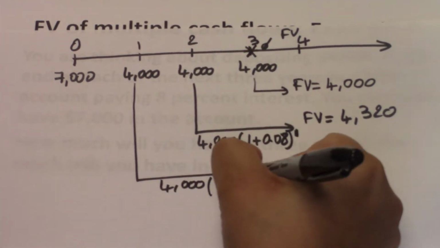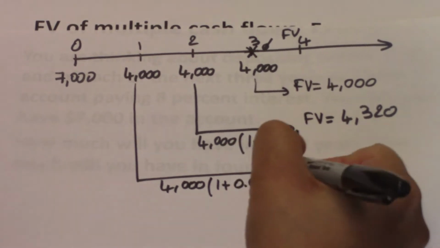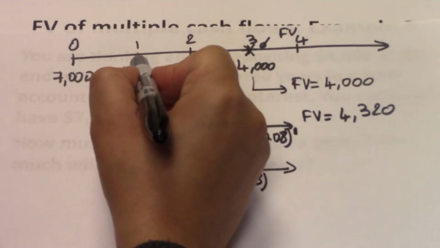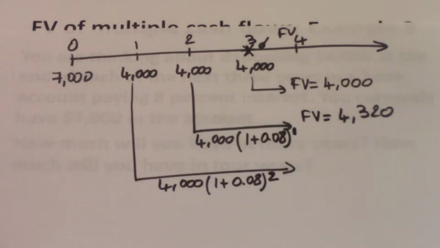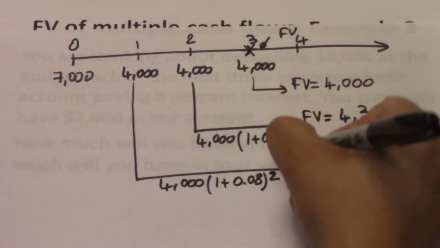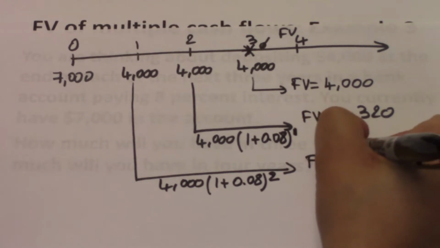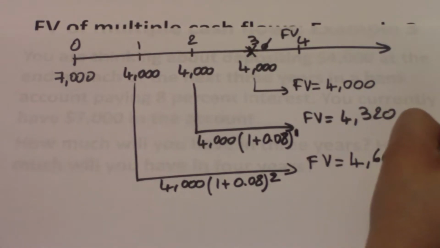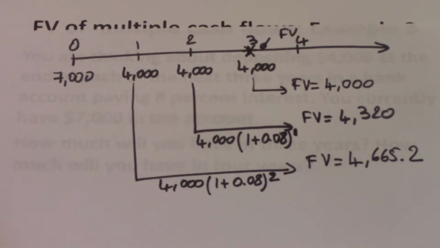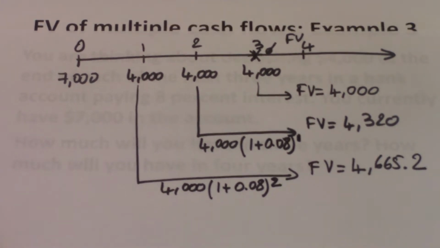We're going to do the same thing for the 4,000 deposited at year 1, so 4,000 times 1 plus R, which is 0.08, to the power t. Here, this 4,000 has 1, 2, so 2 years to grow, so it would be to the power 2. And so the future value here is 4,665.2.